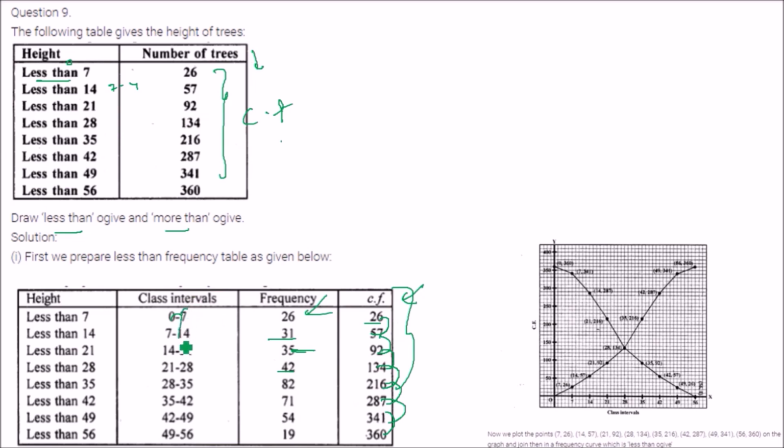So what are our points? This will be our x, and this will be our y, 26, 57 like this. So we can directly draw from here also. This will be your x and this will be your y. So here is a graph, where I'll draw some points: 7 and 26. So x is 7, y is 26. So this is our first point. Let me draw the last one, 56 and 360. X is 56 and y is 360. So this is our point. So this will be our less than.